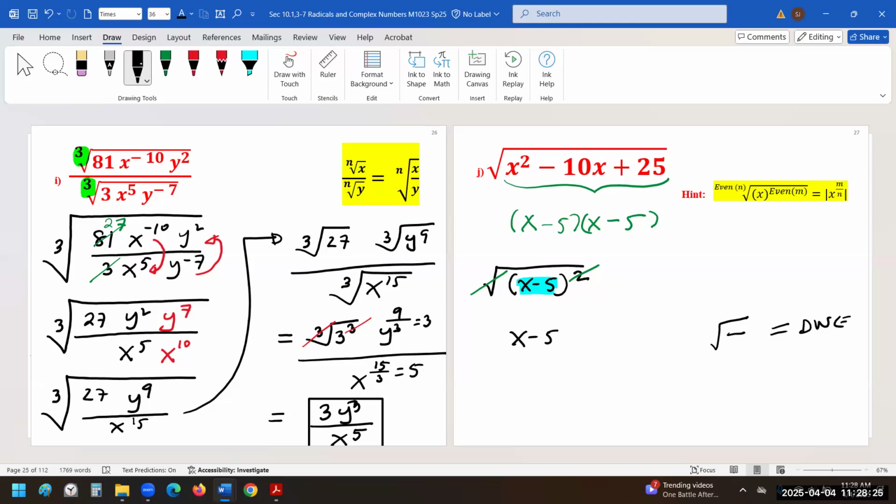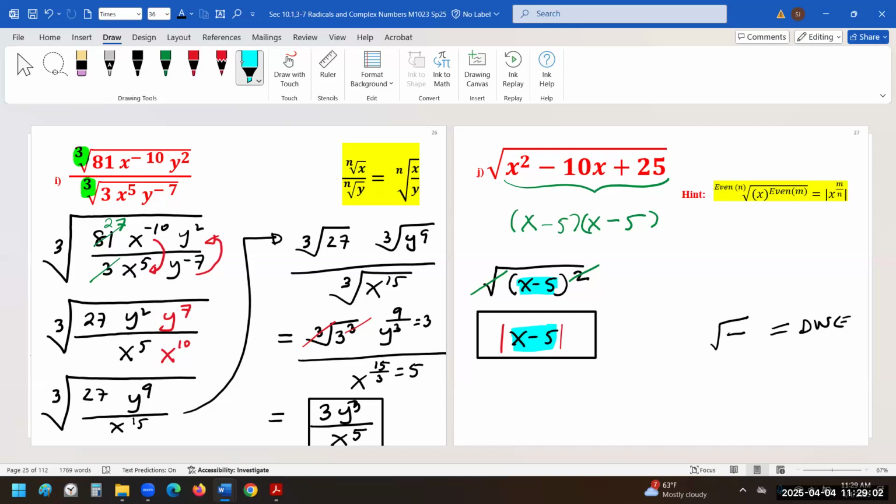So in order to indicate that, we use the absolute value symbol. Absolute value means whatever we get from here, it must be positive or zero. It can never be negative. So instead of just having x minus 5, we have absolute value of x minus 5, as a positive solution. And we do that because we don't know what x is.